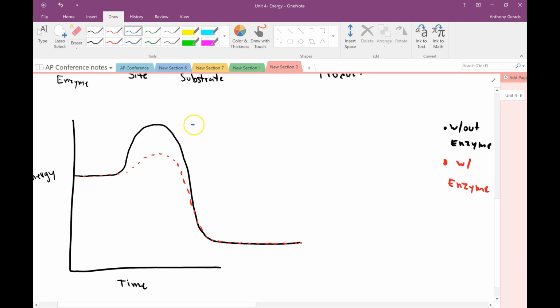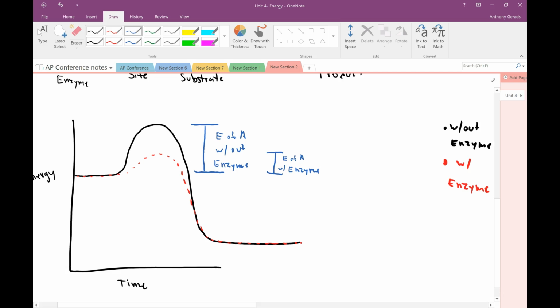There's a couple labels we're going to look at. So from this point on the graph to where it started is what's known as the E of A, or activation energy without enzyme. And this one right here, from here to here, is the E of A with enzyme. What do you notice about them? If I were to compare those two, which one goes up less? The one with an enzyme is a lot less. It doesn't have to climb anywhere near as high.